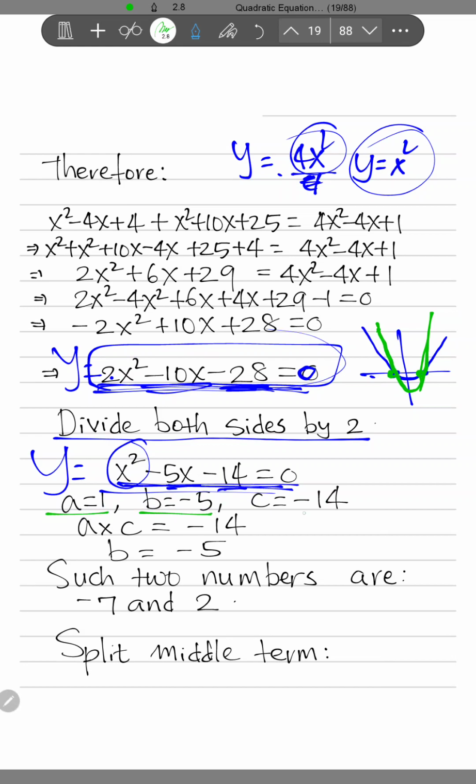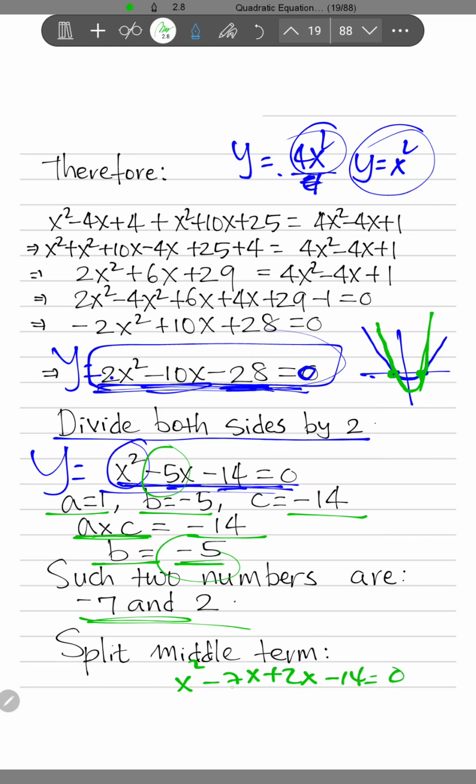So, we have a, b, and c here. a times c is minus 14. b is minus 5. Can we find two numbers whose sum is minus 5 and whose product is minus 14? Such two numbers are minus 7 and 2. Minus 7 times 2 is minus 14. Minus 7 plus 2 is minus 5. Now we have the two numbers. Then we split the middle term, which is minus 5x. So what we do: x squared minus 7x plus 2x, then minus 14 is equal to 0.